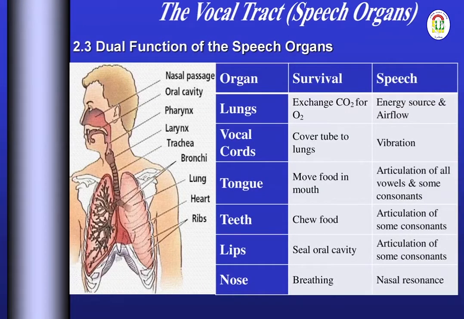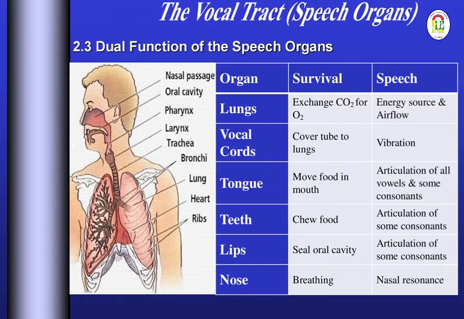Dual function of speech organs. In fact, the speech organs are used mainly for survival functions, not speech functions. The main function of the lungs is to exchange carbon dioxide for oxygen, but they have another function in speech, which is providing airflow to the organs of speech in order to produce communication. The vocal cords cover the tube to the lungs; their speech function is vibration. The tongue moves food in the mouth; in speech, it articulates all vowels and some consonants.